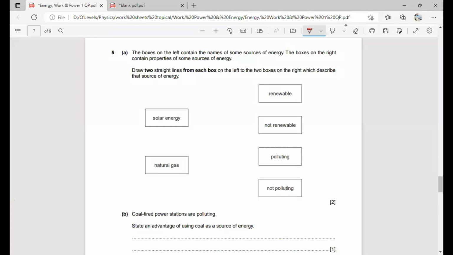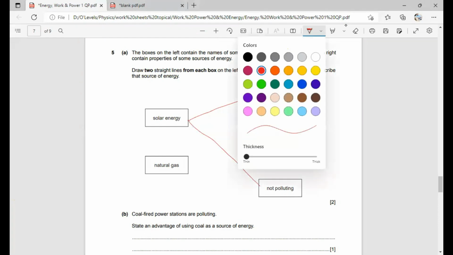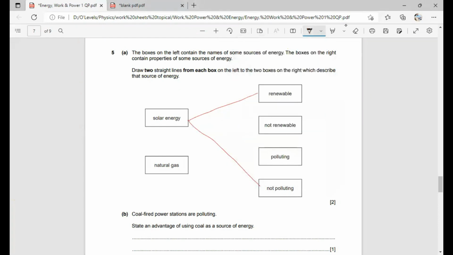Now in question number 5, is solar energy renewable or non-renewable? Solar energy is renewable, since sun energy is renewable, like solar panels. And is it polluting or non-polluting? It is non-polluting. What about natural gas? It's a fossil fuel, non-renewable and also polluting.